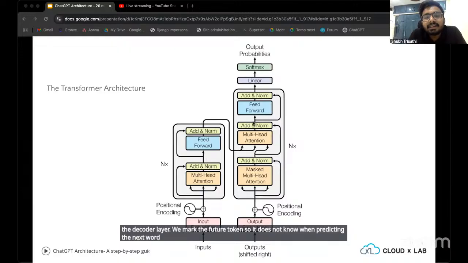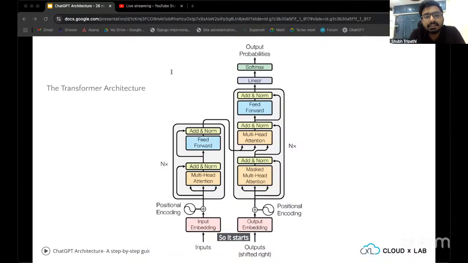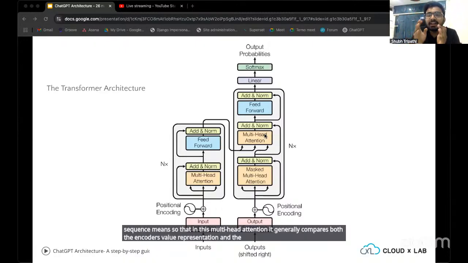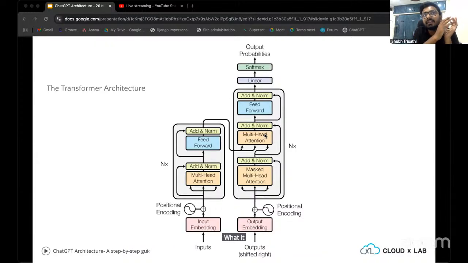And then in this multi-head attention, we combine the encoder's representation of the sentence and the representation of the input which it sees. The task here is to predict the next word in the sentence "jame less transformer". So suppose it's passing "jame", it's tasked to predict "less". So this representation of the decoder block represents what the word "jame" means, or what the input sequence means. In this multi-head attention, it compares both the encoder's value representation and the decoder's, what it has learned till now through the output, and then it combines them to predict the next word.